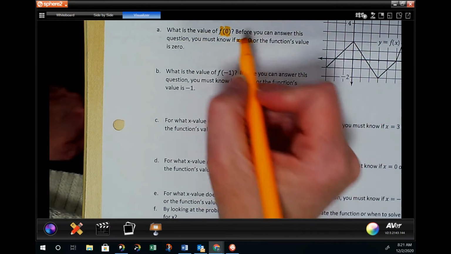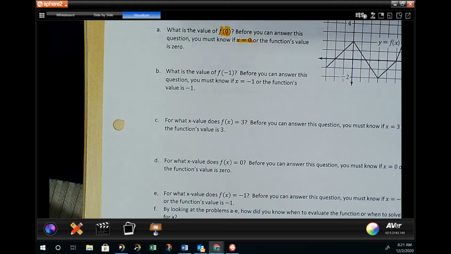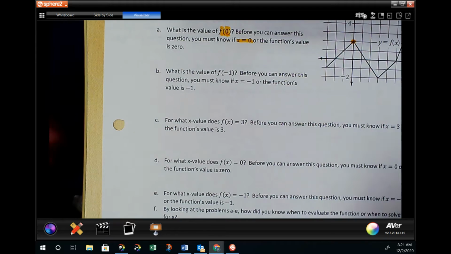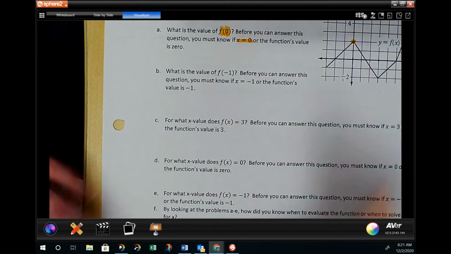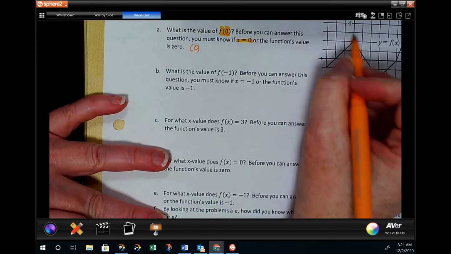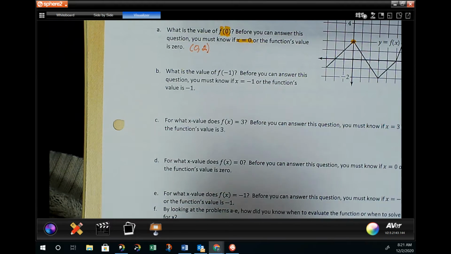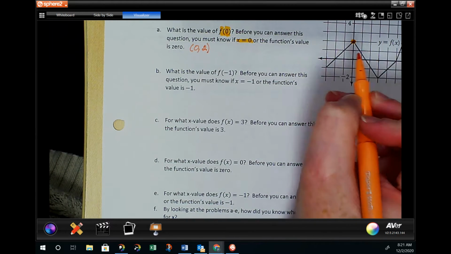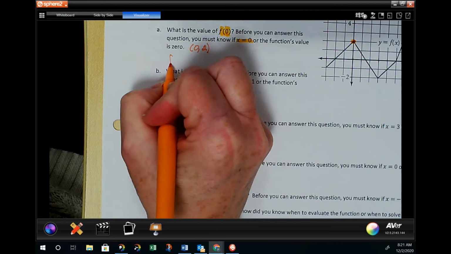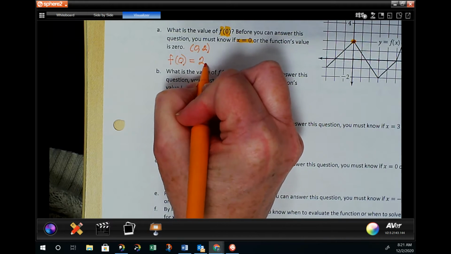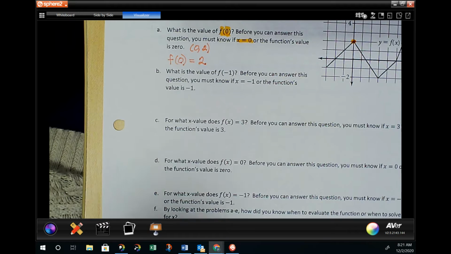That's important. So when this 0 is next to that x, I look at my graph, so when x is 0, I go up to my graph and I get that point right there. That point is 0, and then I go up 1, 2. So 0, 2. So basically this function's value when x is 0 is 2. That's your answer. The value is 2.